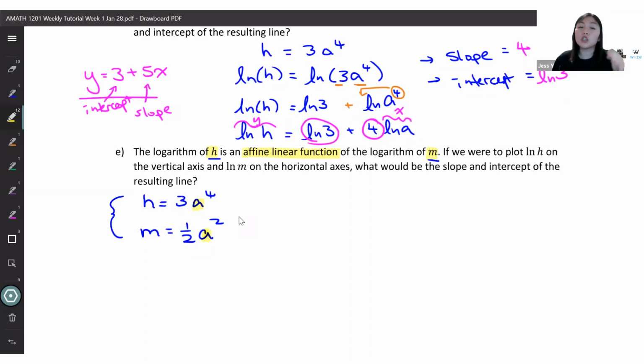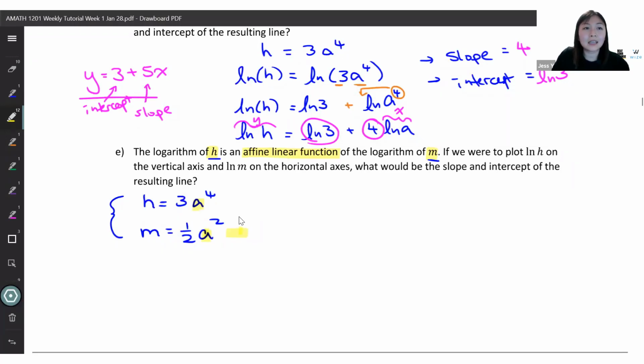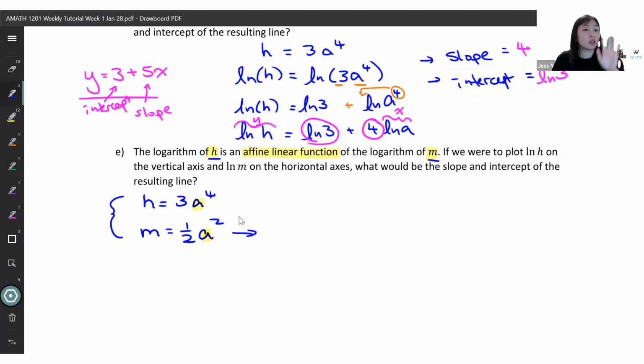It doesn't matter which equation you start with. I'm going to start with the second equation because it has a smaller exponent. It doesn't matter if you started with h. You could do that as well. You'll get the same result. But in this second equation, I'm going to solve for a. So first, I'm going to divide both sides by 1/2, meaning multiply both sides by 2. Then I want to solve for a, so I'm going to take the square root of both sides.